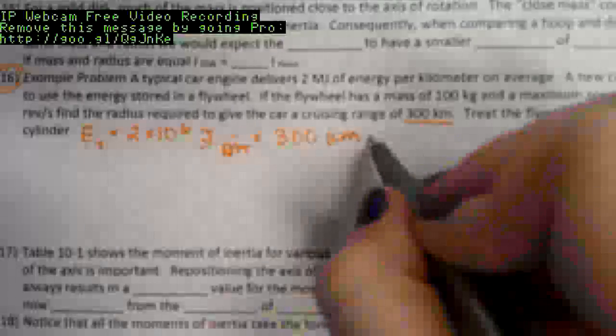But if we multiply it times the fact that we want to go a total of 300 kilometers, we actually don't have to convert that since this is in kilometers and this is in kilometers. The kilometers will cancel out. 2 times 3 is 6, and we're going to add 2 more zeros. So we get 6 times 10 to the 8th joules of energy, which is quite a lot. So we're trying to figure out what radius we need to be able to generate that much energy, basically.